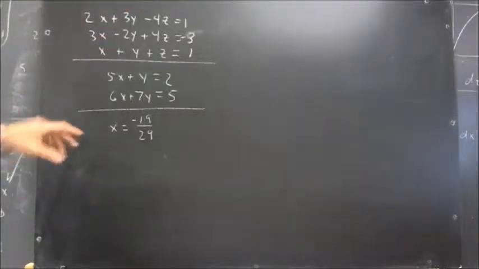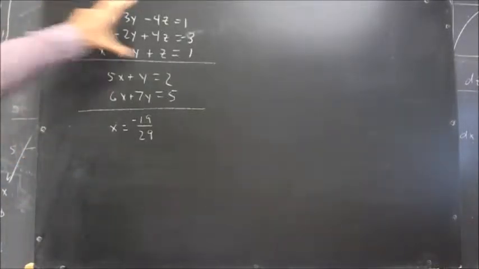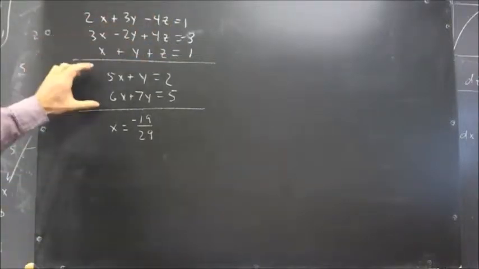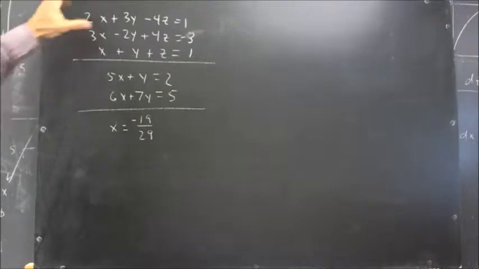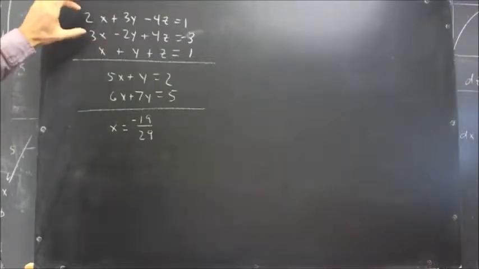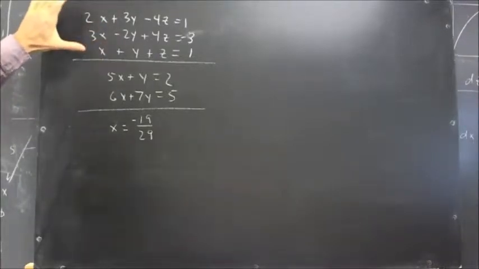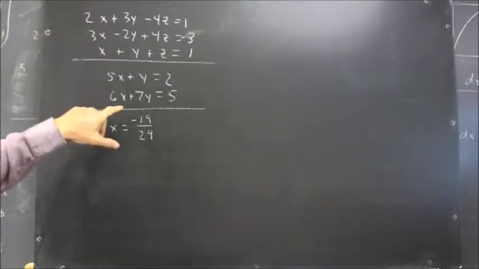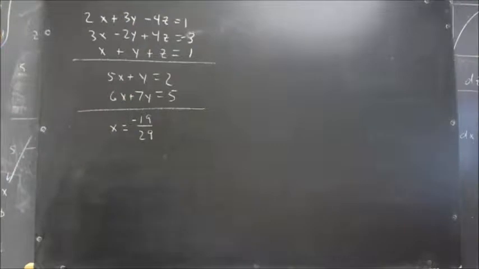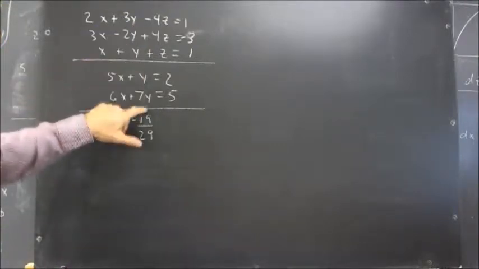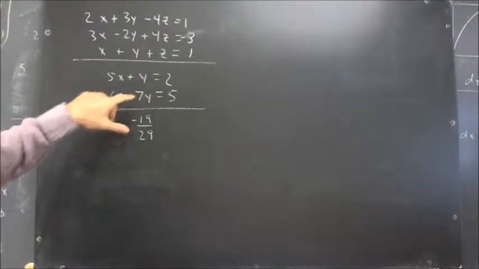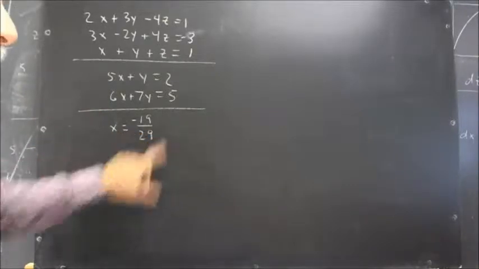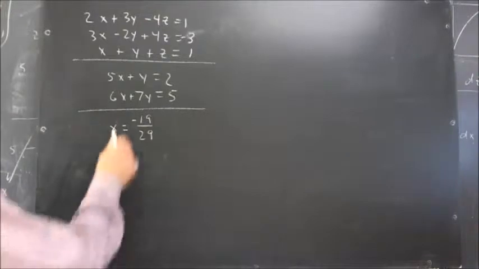Okay, at this stage, we've started with this system of three equations. We eliminated z. We eliminated it from the first two equations and then from the first and third equation, and we got these two equations, which we solved simultaneously. We eliminated y, leaving an equation in x, and we solved that equation. We got x equals negative 19 over 29.